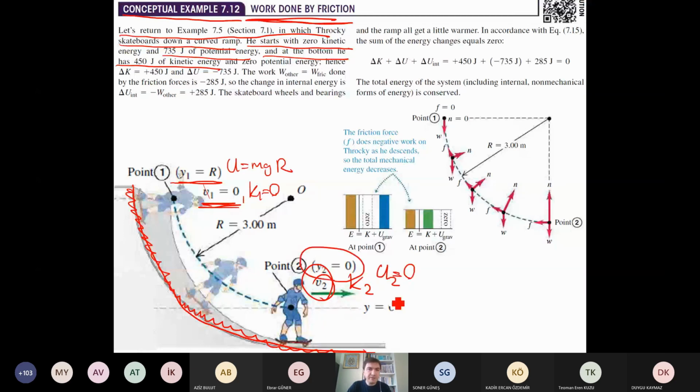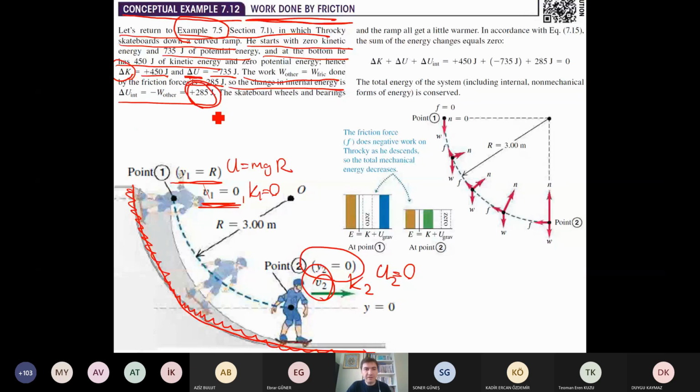Okay. And hence, delta K, the change in the kinetic energy, is 450 joules, and the change in the potential energy is minus 735 joules. The work done by the friction is minus 285 joules. We calculated this one in example 7.5 during the last lecture. Okay, so the change in the internal energy is this one.